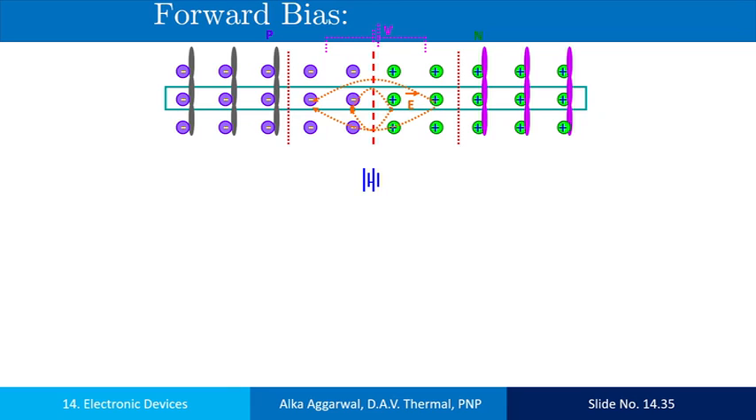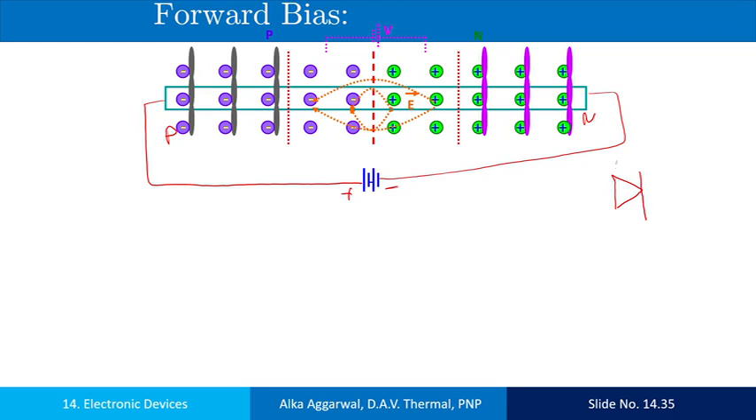In forward biasing, the P-type semiconductor is connected with the positive terminal of the battery and N-type is connected with the negative terminal of the battery. In terms of the symbol, this arrow represents the p-type and this line represents the n-type. P is connected with the positive terminal, N is connected with the negative terminal through a resistance. So it is a forward biasing diagram.